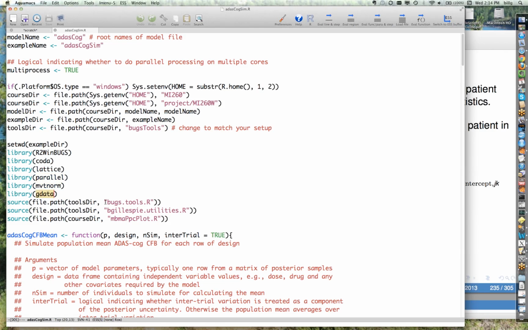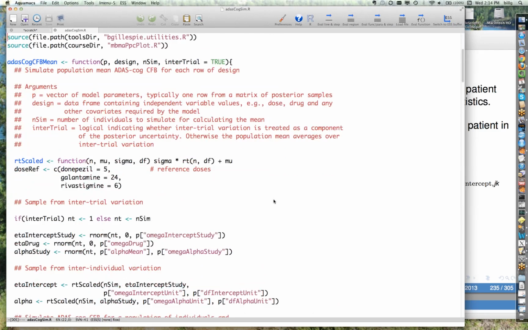gdata, I happen to use one particular piece of code. I'll try and remember to show you what that is. gdata is a collection of stuff that I believe is from Greg Warnes. I think the G is for Greg, and it's something he put together. It's kind of a miscellaneous collection of stuff, some of which is occasionally useful. Okay, so the basic gist of this is, first I construct a function for simulating our population means given one sample from our posterior distribution of our parameters.